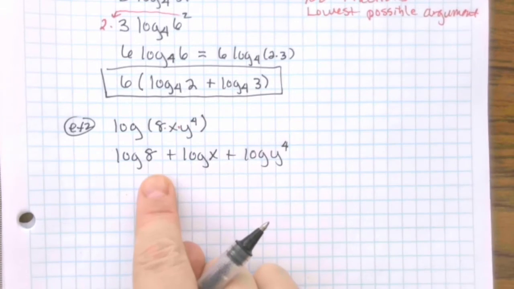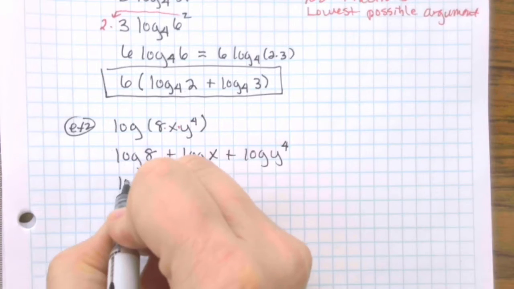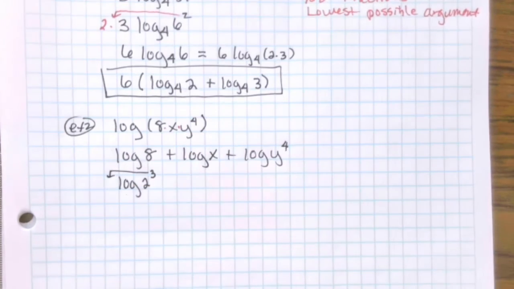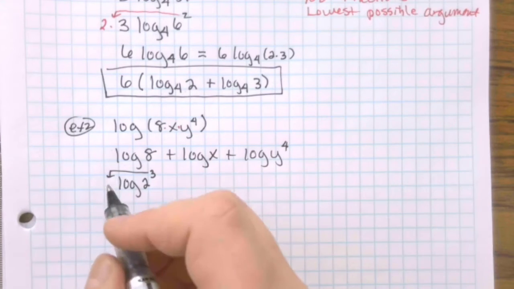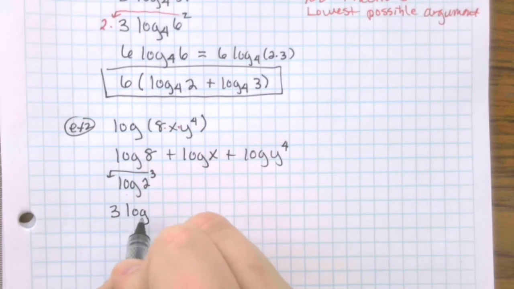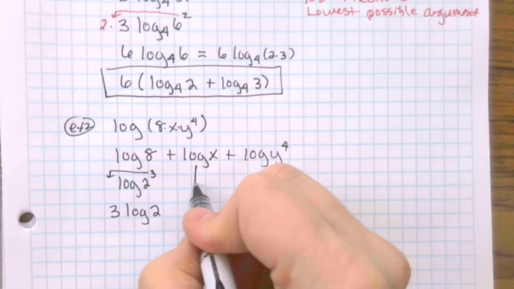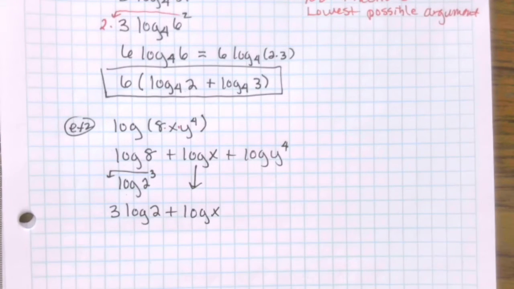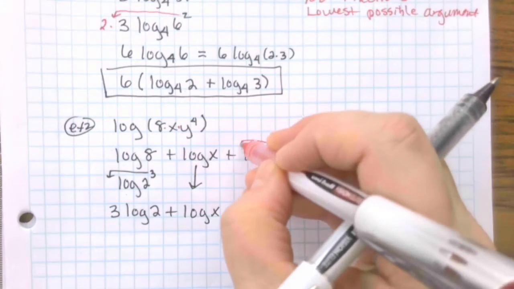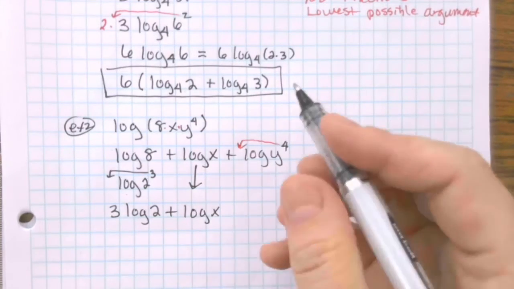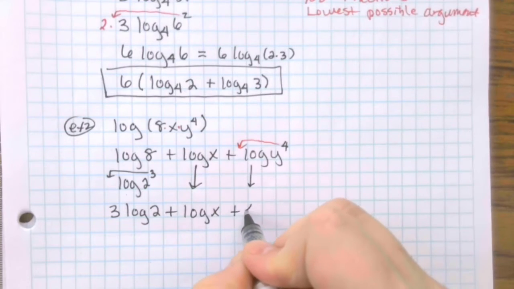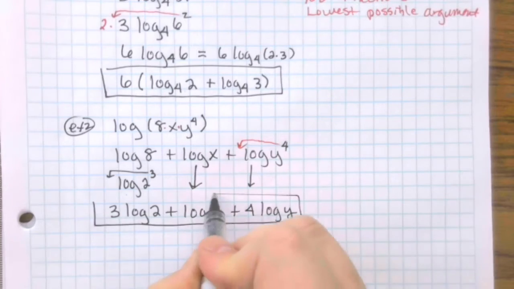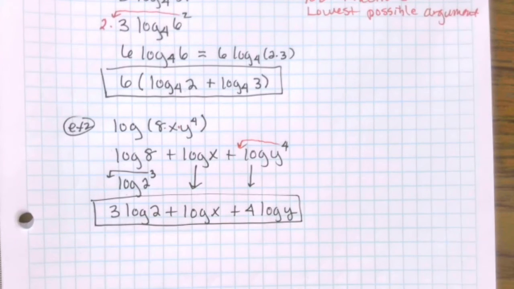Now remember, lowest possible argument, no exponents. So we know that 8 is 2 cubed. So that 3 can go out in the front. And we've got 3 log base 2. Now log x is about as simplified as it's going to get, so just bring that down. And then for this exponent, it needs to float to the front of the log. So it's 4 log of y. And that is fully expanded.